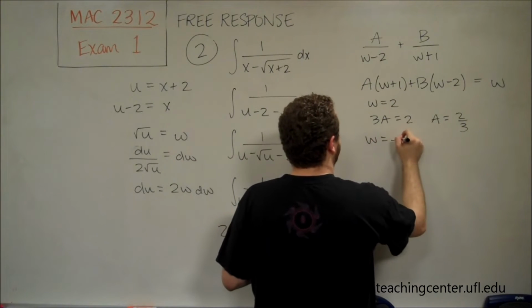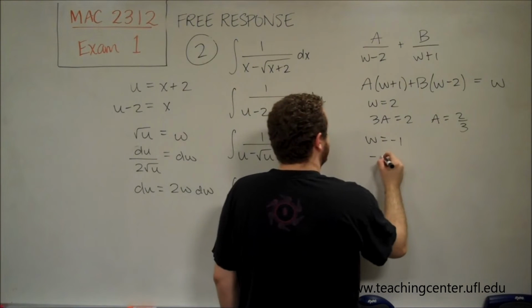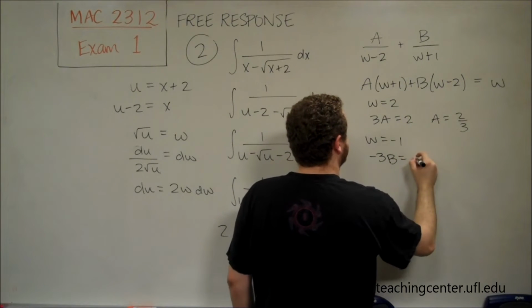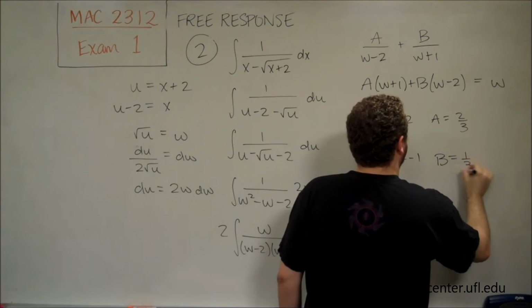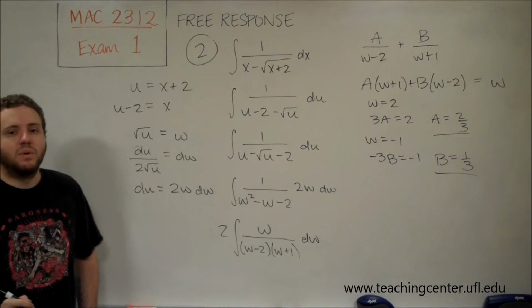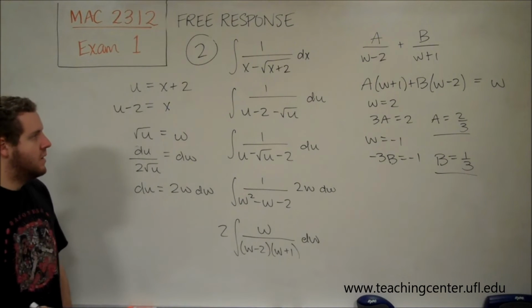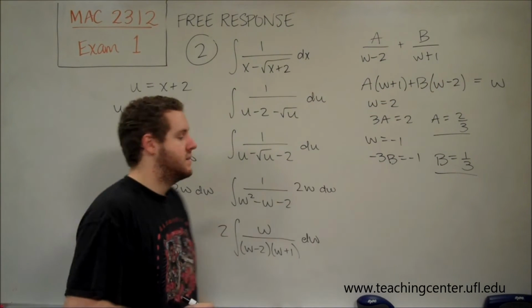You can just do the opposite for b. W equals -1 to get rid of the a. So that would give us -3b equals -1, which means b is equal to 1/3. So we got our a and our b. We have both fractions. So this can be split up into these.